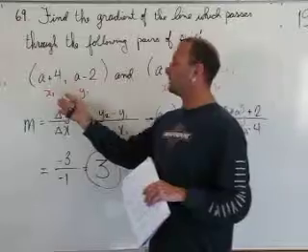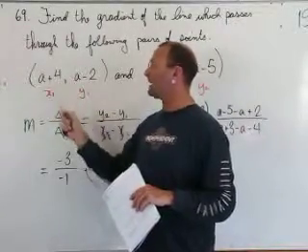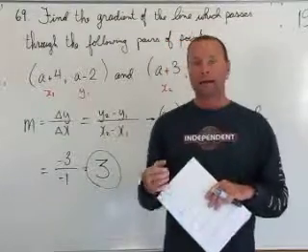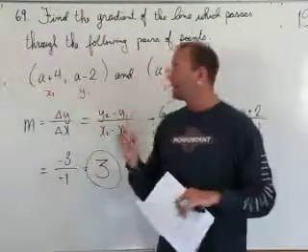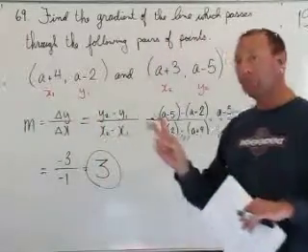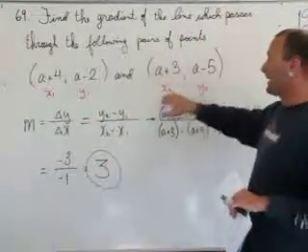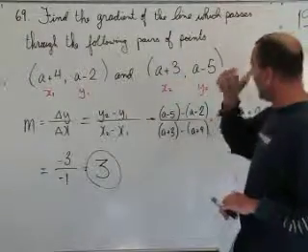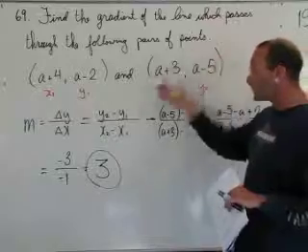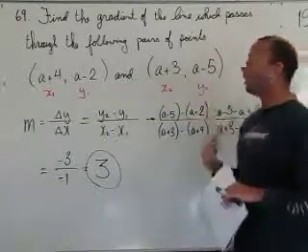Our point number 1 has an x-coordinate of a plus 4 and a y-coordinate of a minus 2. Since that is point number 1, I've labeled it x1 and y1. Point number 2 has an x-coordinate of a plus 3 and a y-coordinate of a minus 5, and you can see I've labeled this point x2, y2.